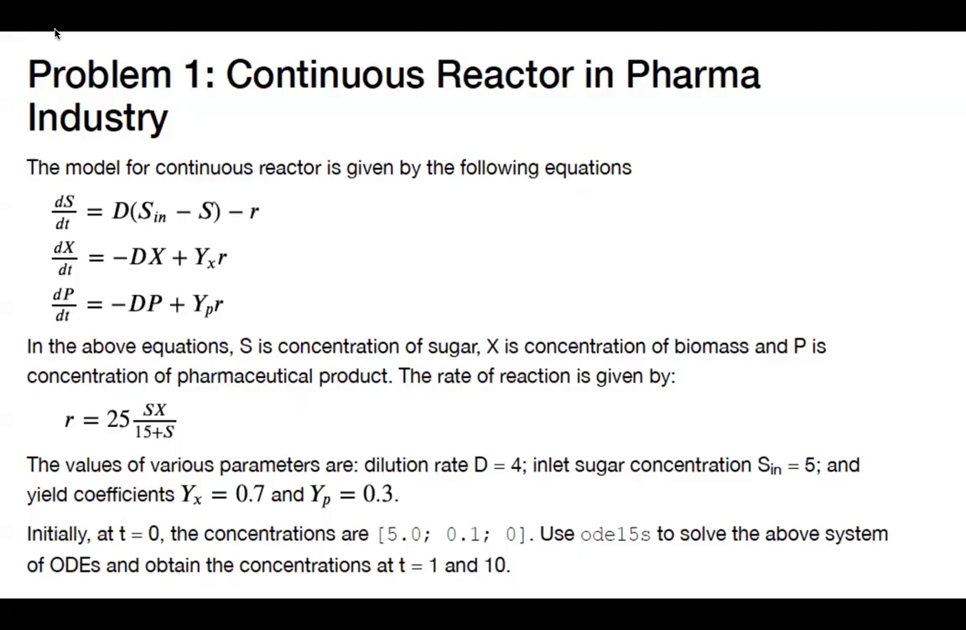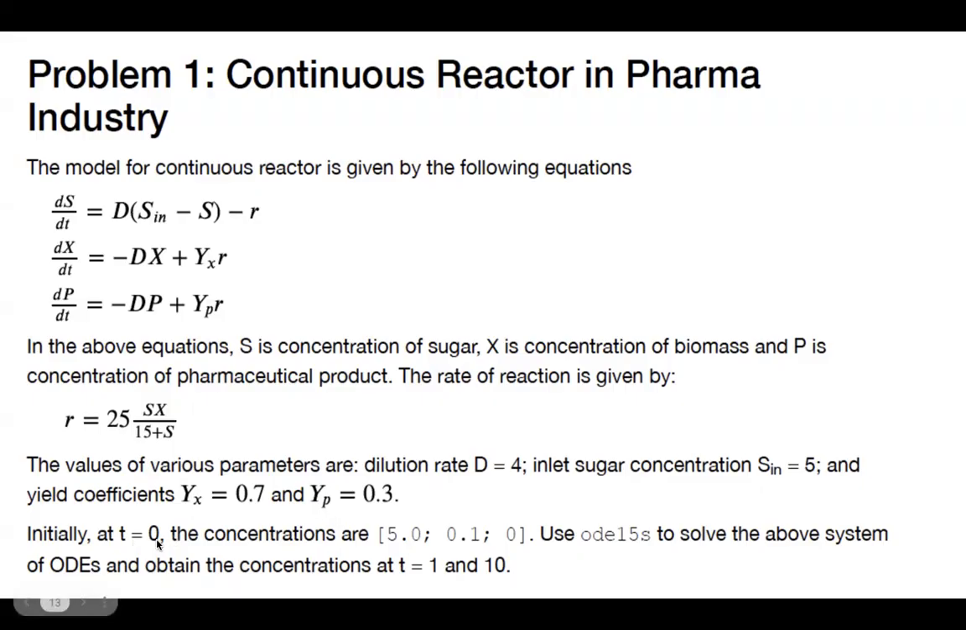Here we have three variables, S, X, and P. We have a continuous reactor, where S is the concentration of sugar, X is for biomass, and P is for the concentration of the pharmaceutical product. You are given other quantities: D is a constant, 4, Sin is given to you, and R is a function of S and X, so you can write it, this relationship is given to you. Yx is a constant, Yp is a constant.